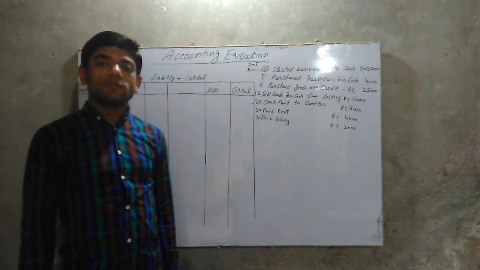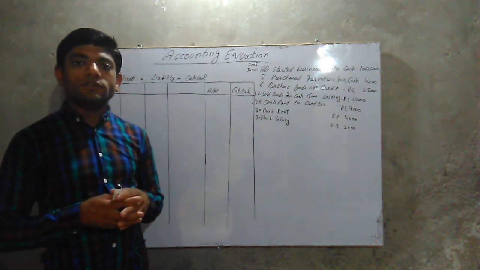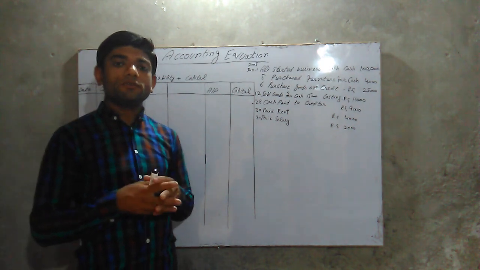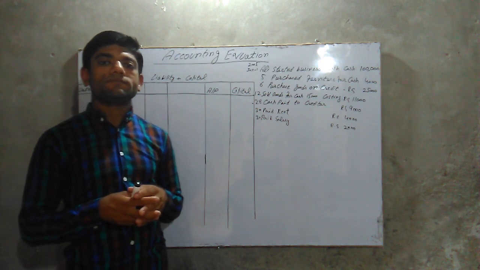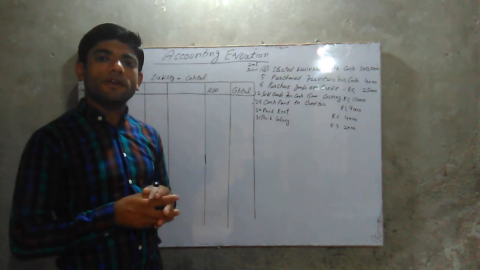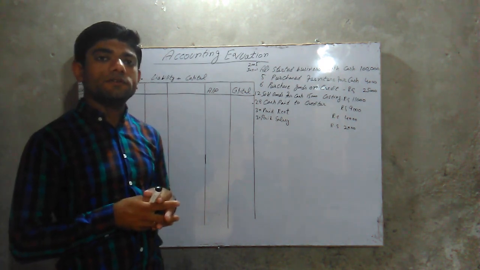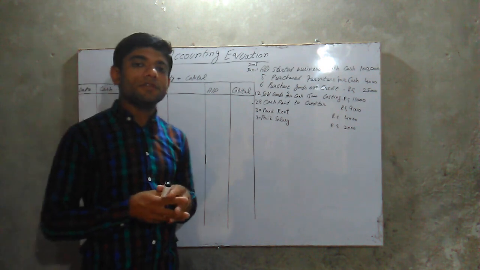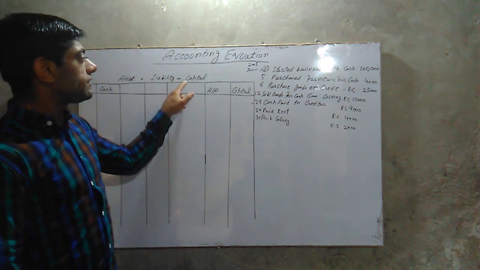What is the accounting equation? The accounting equation is also called the balance sheet equation, which shows the relationship between assets, liability and capital. In the accounting equation, every transaction has two effects: one is debit and the other is credit. The form of the accounting equation is: assets is equal to liability plus capital.